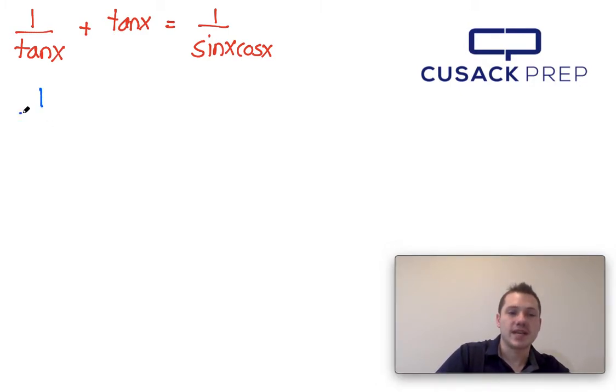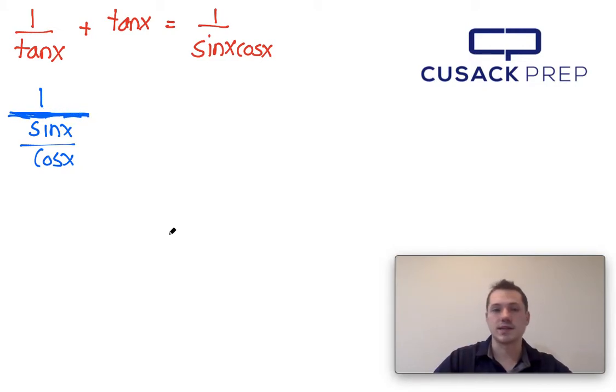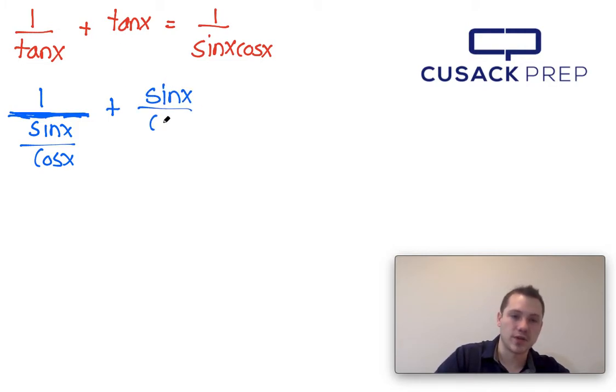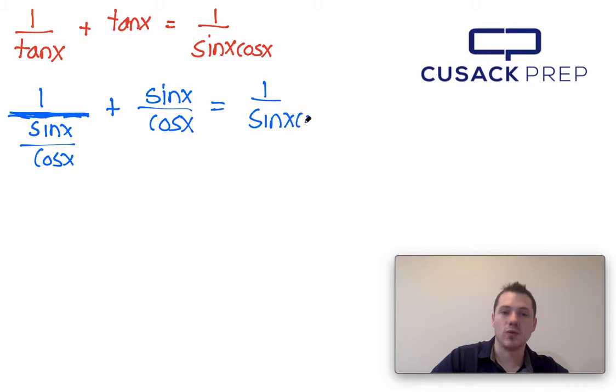Well, 1 over tangent of x is going to become 1 over sine of x over cosine of x. And I'm going to make this line extra long and maybe darken it up a little bit. The reason I'm going to do that is just going to help me visualize later in the problem. This tangent of x is going to become sine of x over cosine of x. And once again, I'm not going to mess with the right side of the equation. I'm just going to keep it 1 over sine of x cosine of x.